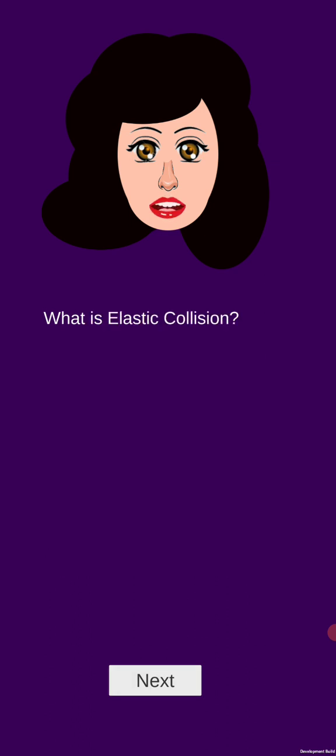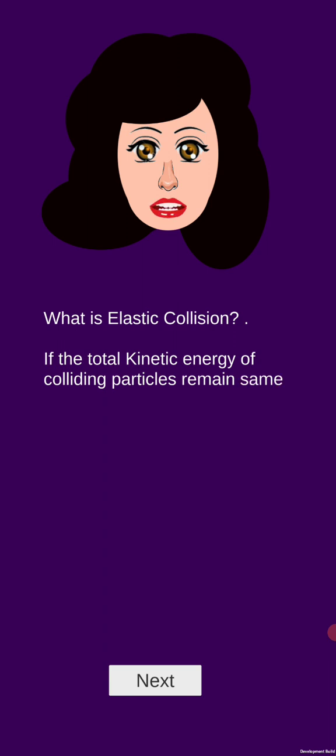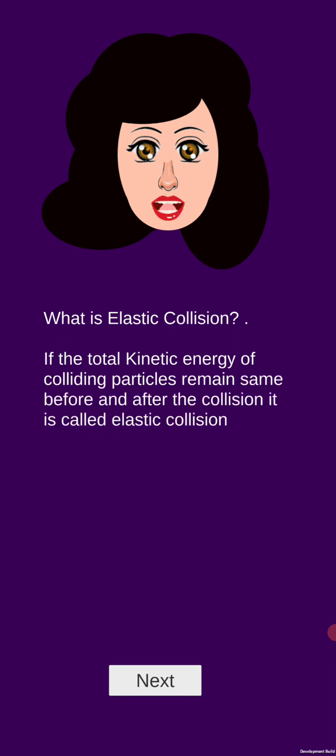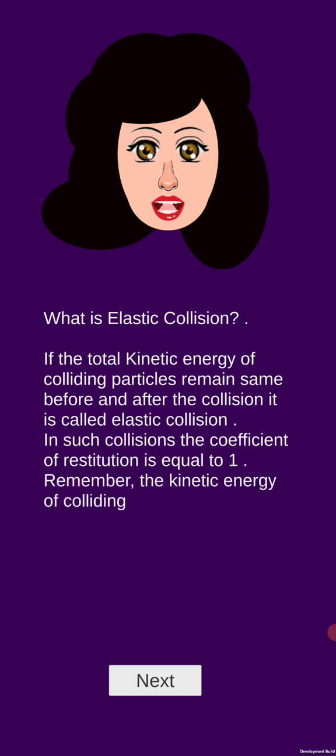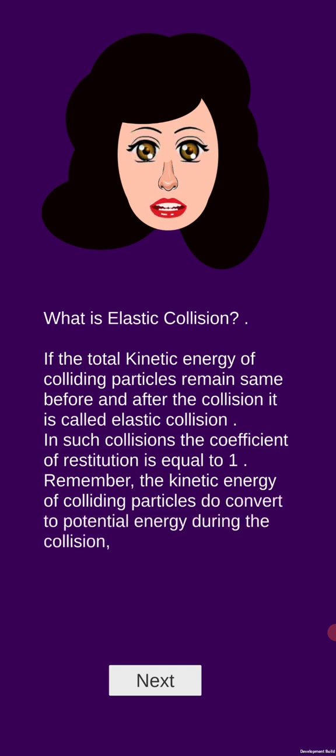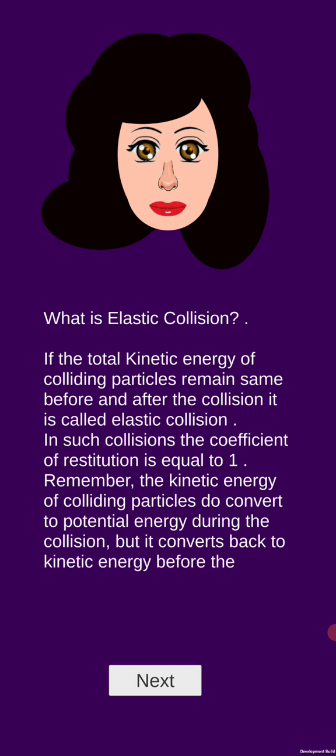What is elastic collision? If the total kinetic energy of colliding particles remains the same before and after the collision, it is called elastic collision. In such collisions, the coefficient of restitution is equal to 1. Remember, the kinetic energy of colliding particles does convert to potential energy during the collision, but it converts back to kinetic energy before the collision is complete.